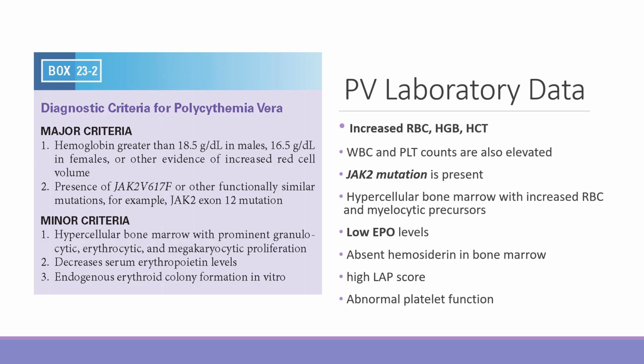I don't want you to worry too much about that, but focus on the cytogenetic markers, what parameters are going to be increased or maybe decreased. What do our iron stores or hemosiderin in the bone marrow look like? What is the cellularity of our bone marrow? So keep all of those things in mind.